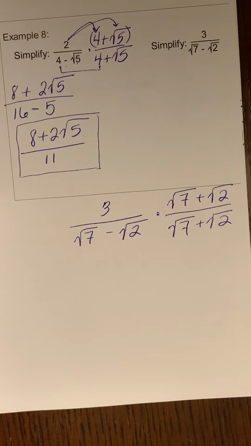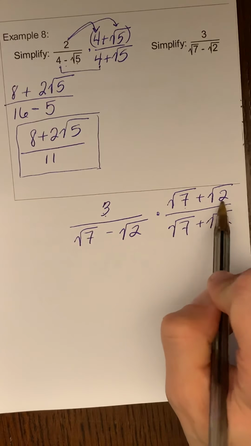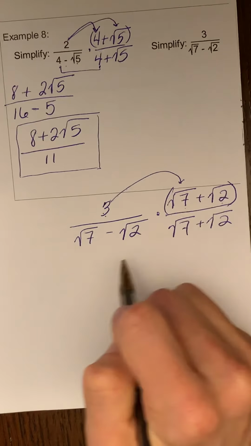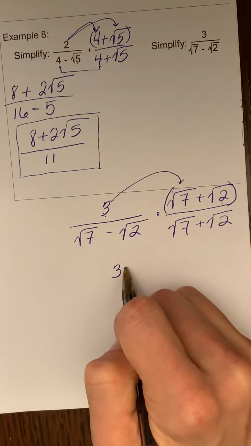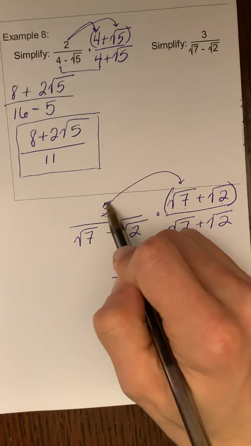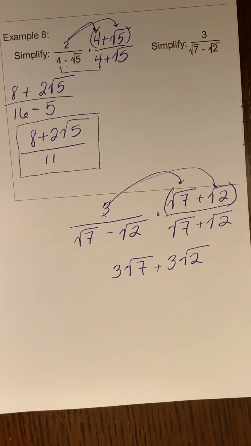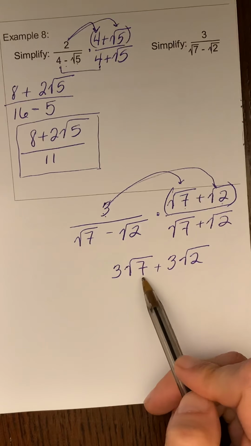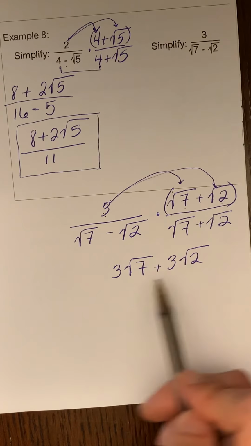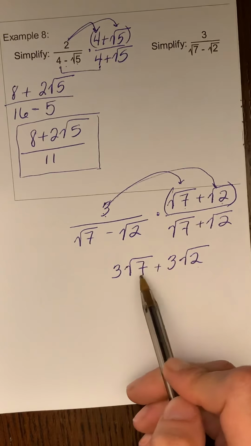Okay, focus on the numerator. Remember, outside, inside, outside, inside. So when you put parentheses around this and you distribute, that's just 3 roots of 7 plus 3 roots of 2. Can I simplify 7? No. Can I simplify the square root of 2? No. So that's it for up here. Don't try to add these together. These are not alike. They're not the same.